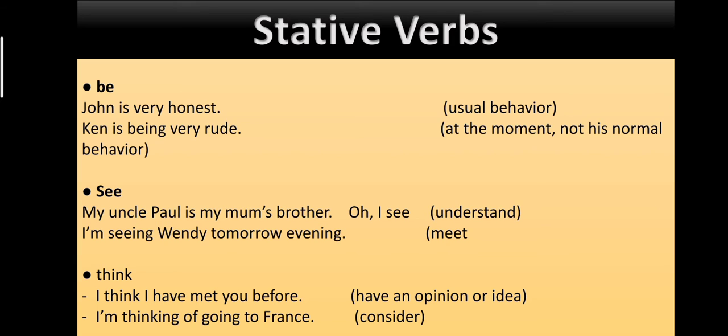Think. The verb think, when it means to consider something, we can use the present continuous with this meaning, but when it means to have an idea or opinion about something, we cannot use the present continuous with this meaning. For example, I think I have met you before. So this is an opinion. I'm thinking of going to France. You're considering something here. So that's why we can use the present continuous when the verb think means to consider something.